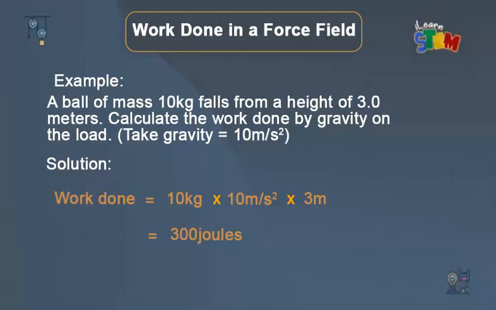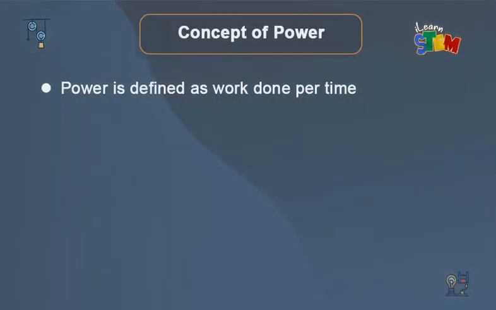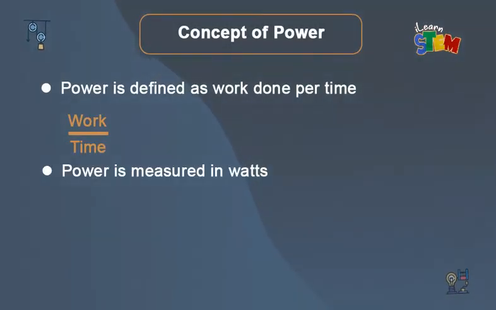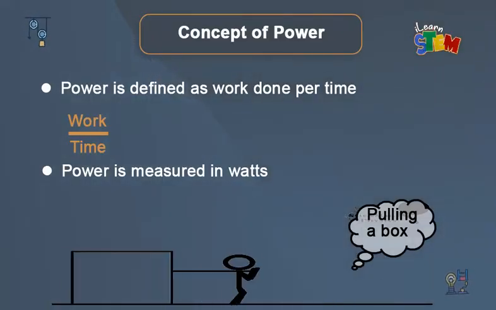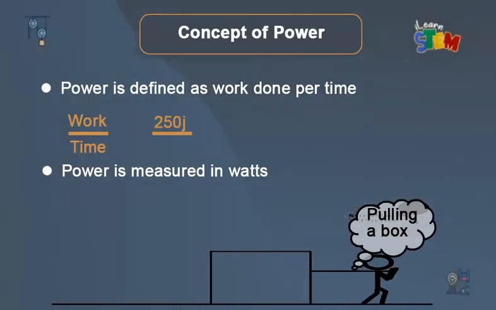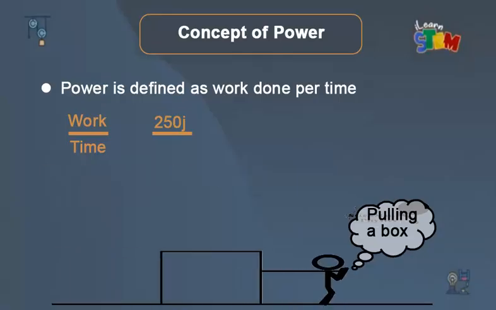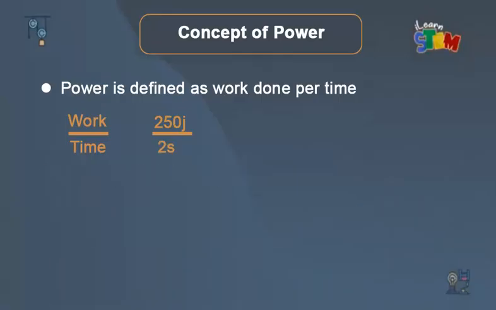Now, we will explore the concept of power in relation to work done. Power is defined as work over time, and it is measured in watts. It is used to measure how much energy is converted from one type to another over time. So, remember that box you were pulling. We figured out that you did 250 joules of work on the box. So, if it took 2 seconds to move the box, then the average power output will be 125 watts.